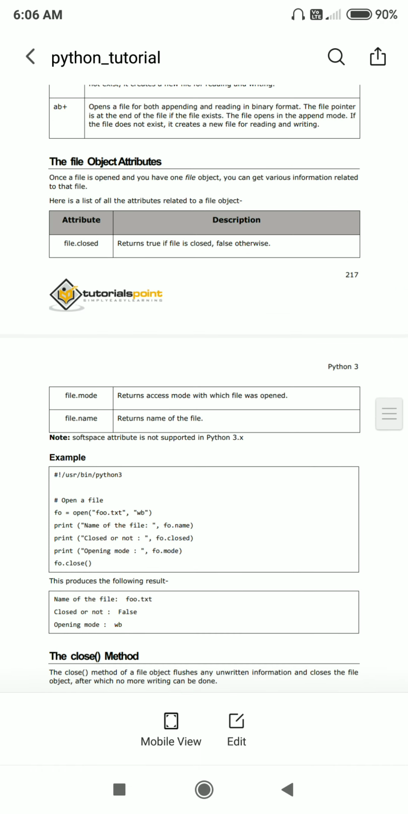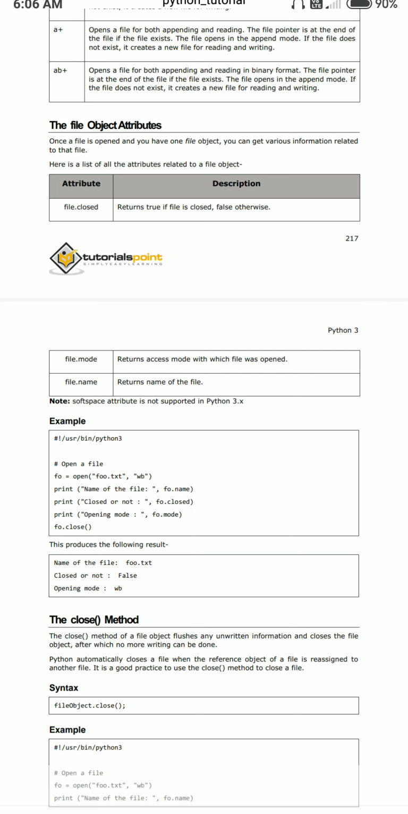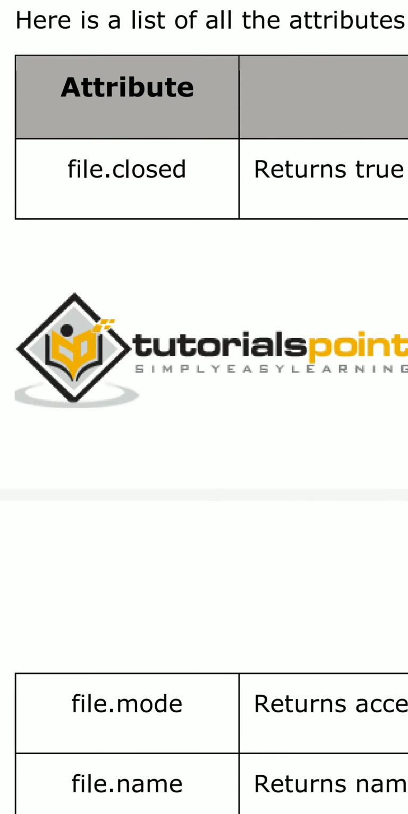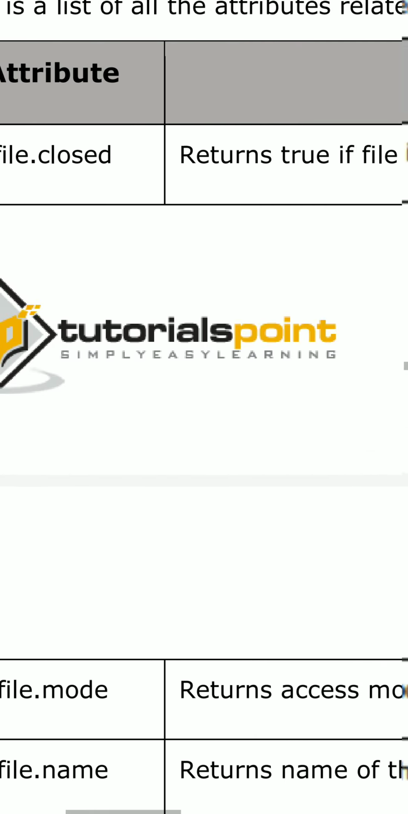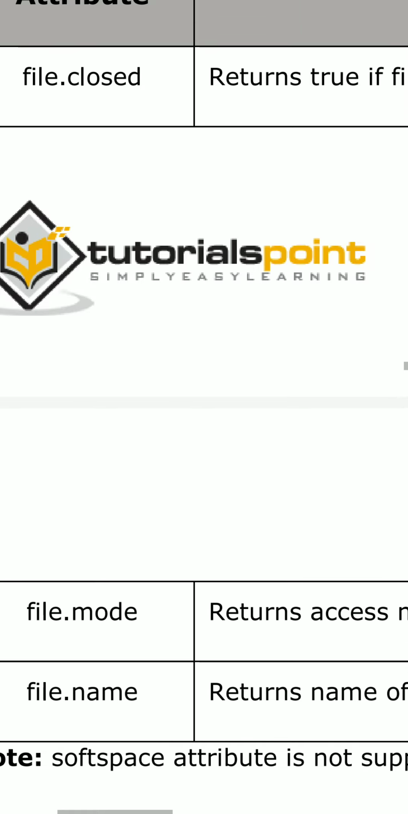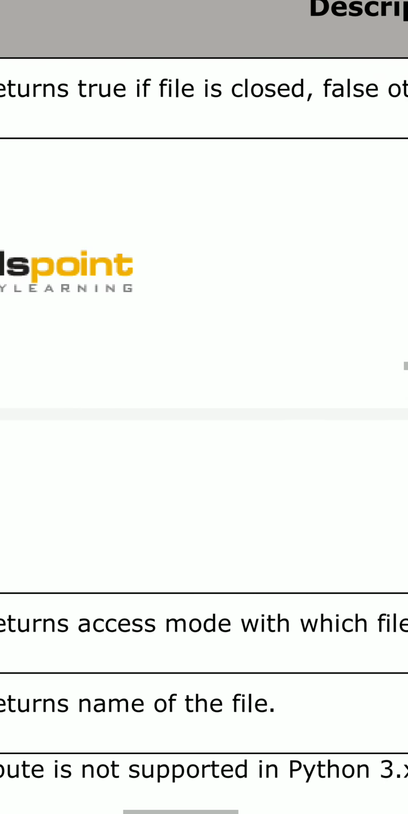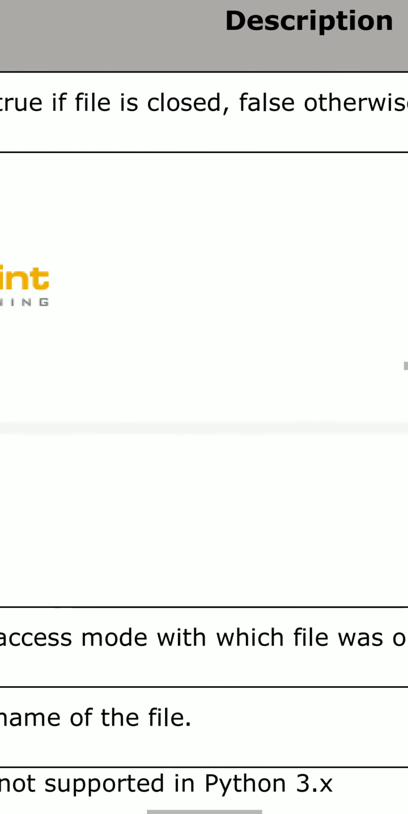So next one is the file object attributes. That means once you open a file, you have a file object, so you can get the information related to that file. These are the different types of attributes we have. We can access them using the instance operator, that is the dot operator. First one is the closed attribute. This attribute returns true if the file is closed, else it returns false.